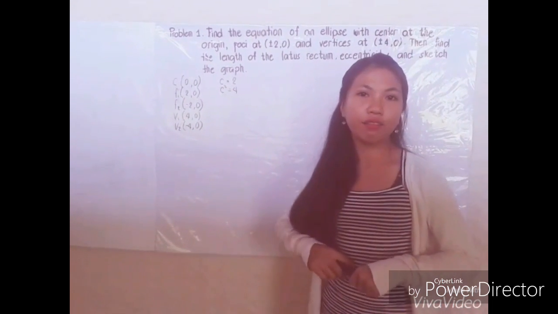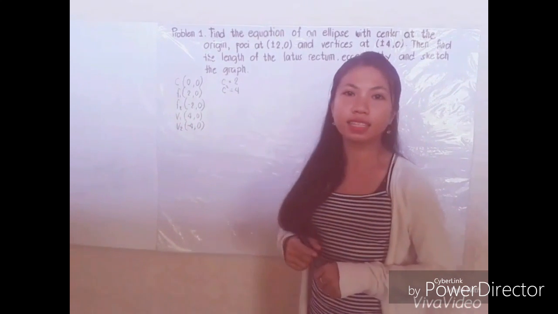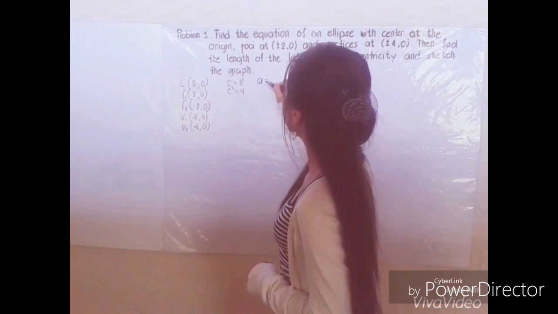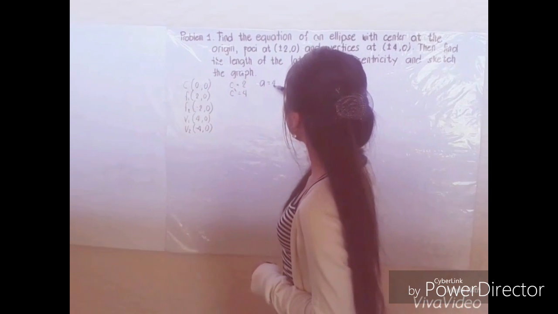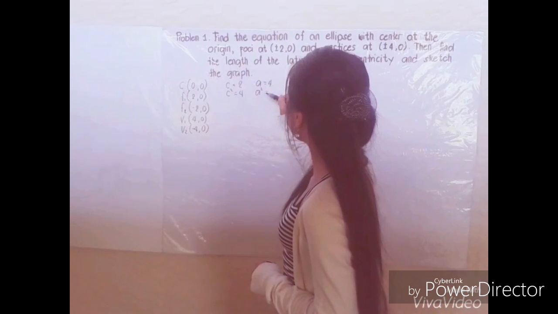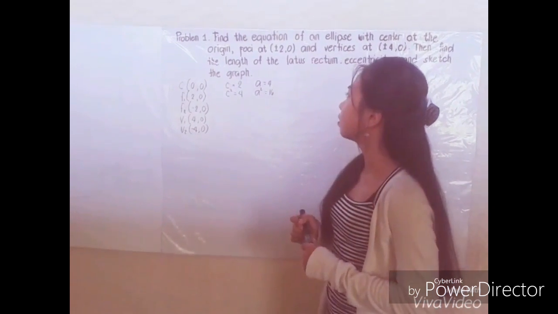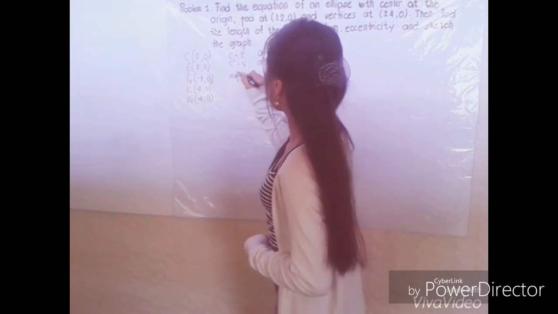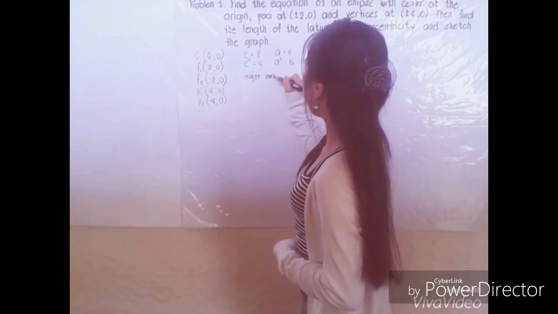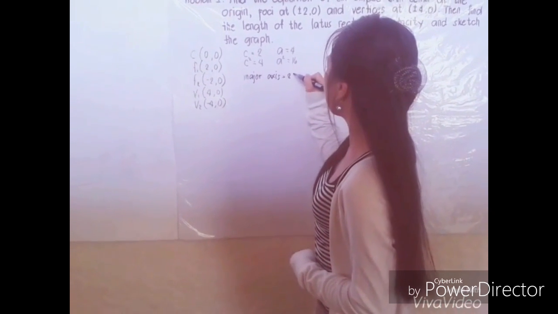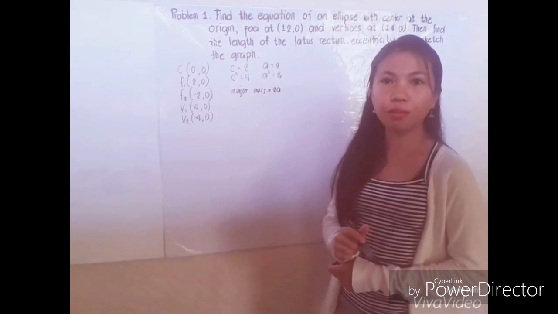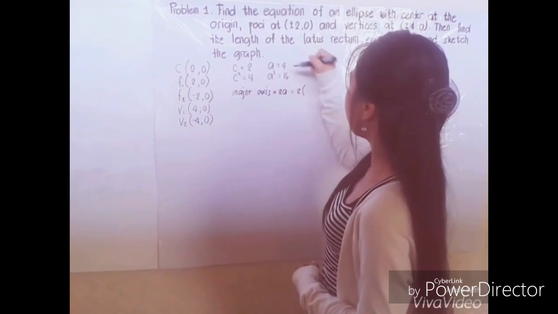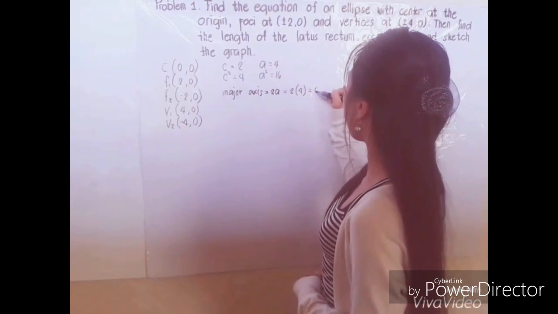And we have also to find the value of a, where a is the distance from the center to each vertex. So our a is 4. Squaring this again, 4 times 4 is equal to 16. So we have to find now our major axis, where our major axis is equal to 2a. 2a is the length of our major axis. So substitute, we have 2 times our value of a, which is 4, so we have 8.